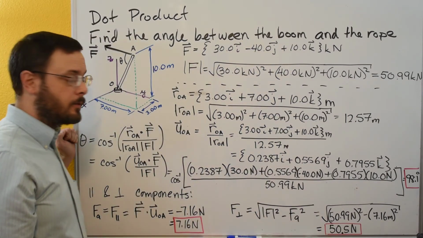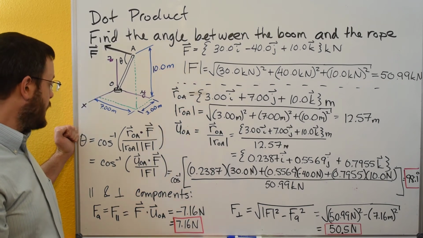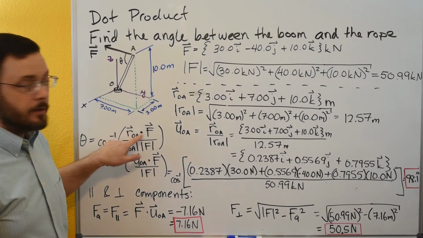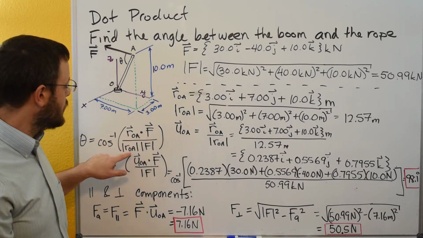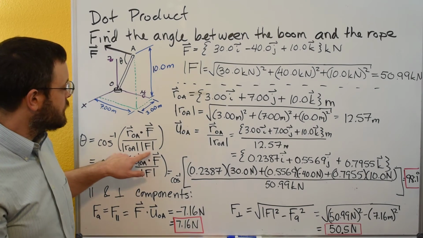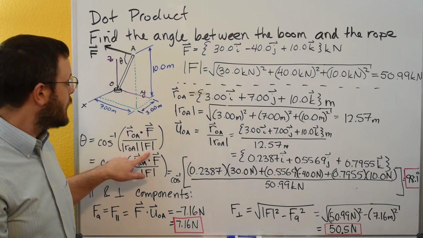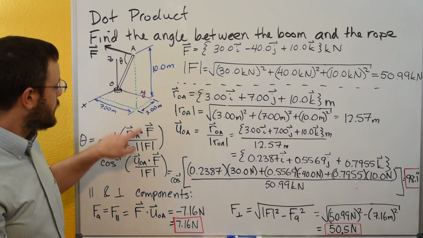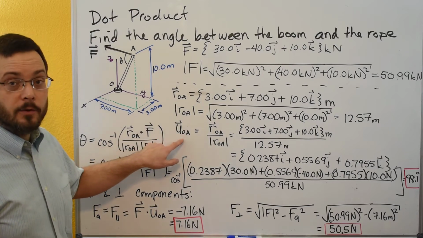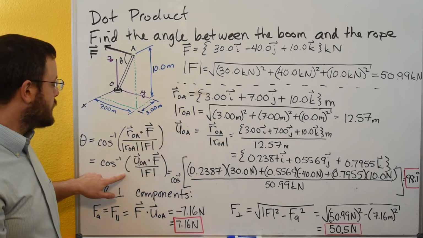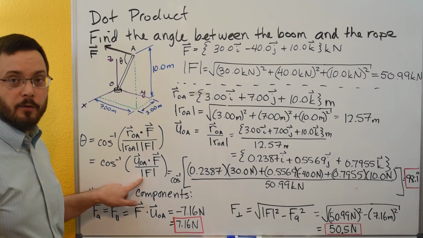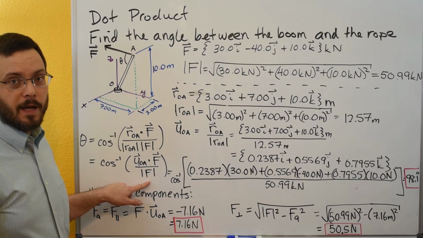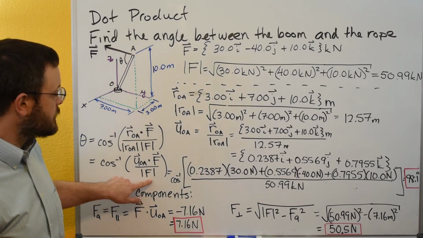Then to get our angle, we can use our dot product. So our angle is going to be the inverse cosine of the dot product of our position vector with our force vector, divided by the magnitude of the position vector and the magnitude of the force vector. But looking at this, we could say, hey, we've already calculated that portion. Position vector divided by the magnitude, that's our unit vector. So we could also write this formula as the inverse cosine of our unit vector dot our force vector, divided by just the magnitude of our force vector. And let's use this form of it.